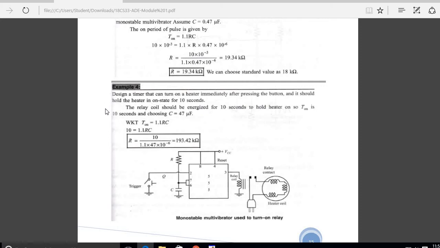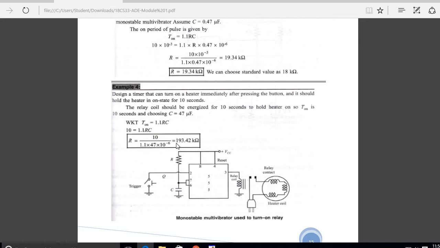So this is exactly your problem statement. We know that the formula is T on = 1.1 RC. T on is initially given as 10 seconds, the on state for the heater is 10 seconds. So T on is 10, and the C value is also given as 47 microfarad, and we don't know the R value. So substitute the C value and T on value and find R.